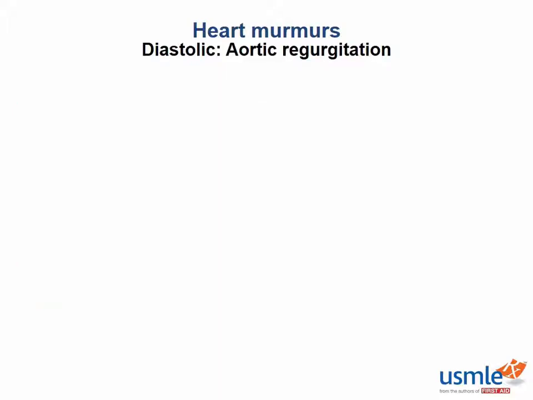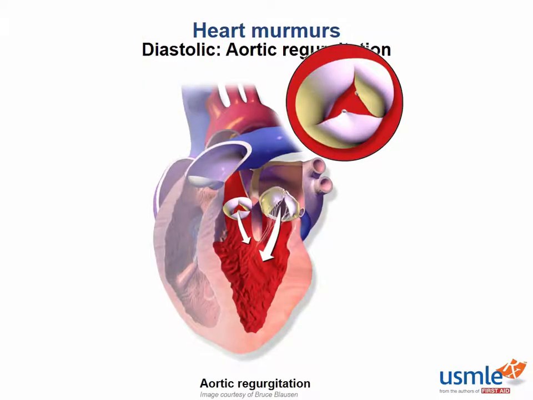So now we're going to move on to murmurs that occur in diastole, or diastolic murmurs. There are only two murmurs that occur in diastole that are important to know for Step 1, and that is aortic regurgitation and mitral stenosis. Let's first begin discussing aortic regurgitation. Aortic regurgitation is exactly what it sounds like.